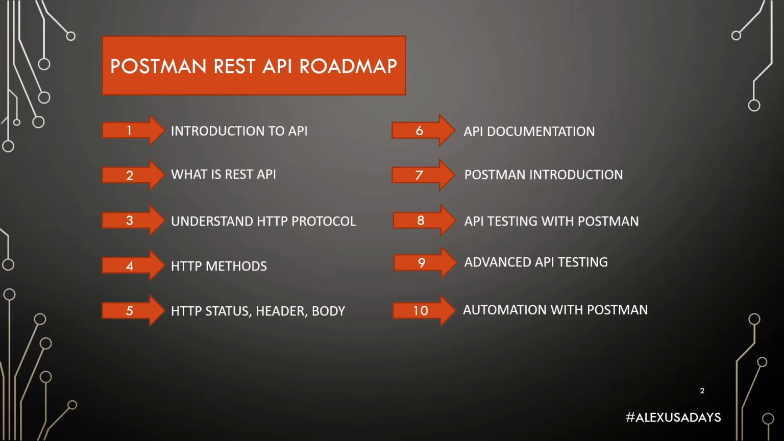Then we will do an introduction to API documentation, how to read it, how to work with it. Then we will have a Postman introduction, installation of Postman as a tool. Then we'll do API testing with Postman. And we will do advanced API testing within Postman, and then we will do some automation with Postman. And that will wrap the whole course.